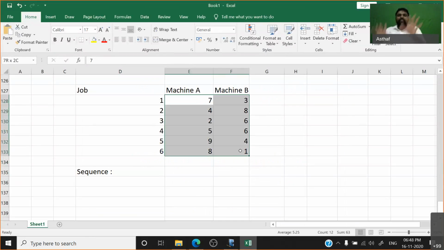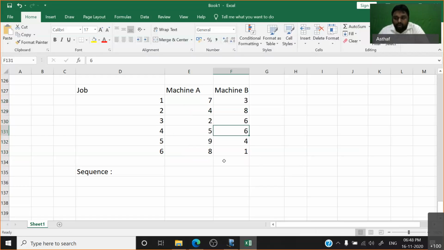First, you have to identify the machine A and machine B columns. In these, you have to identify the lowest item. Which is the lowest item? Among all of these, the lowest is 1 hour, which is machine B. If the item is in B, you put it on the left side; if the item is in A, you put it on the right side. So it is 1, which belongs to job 6.